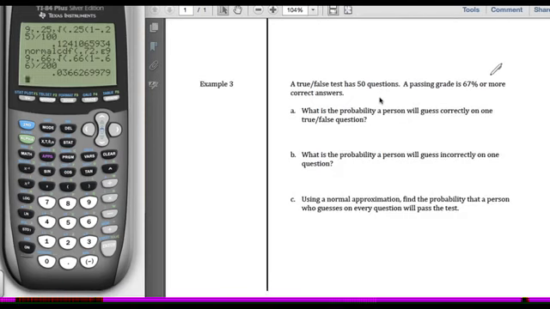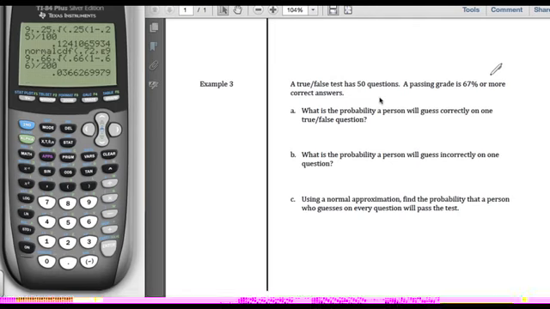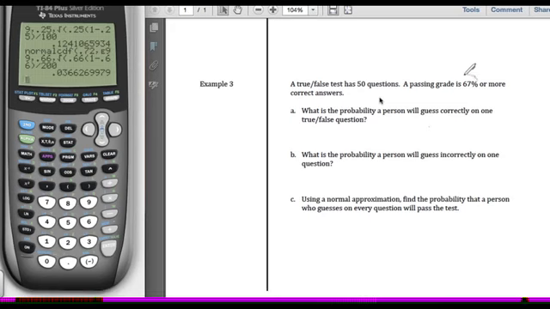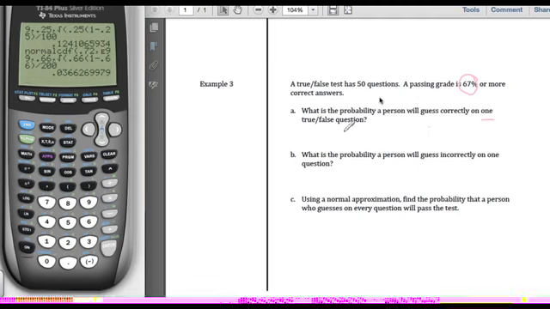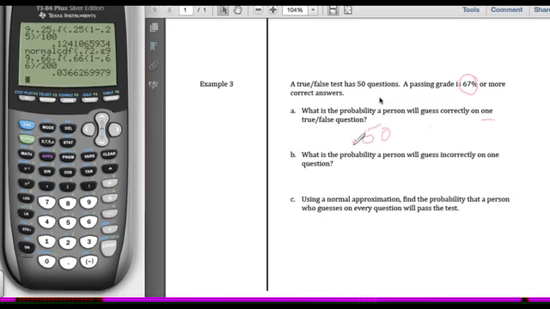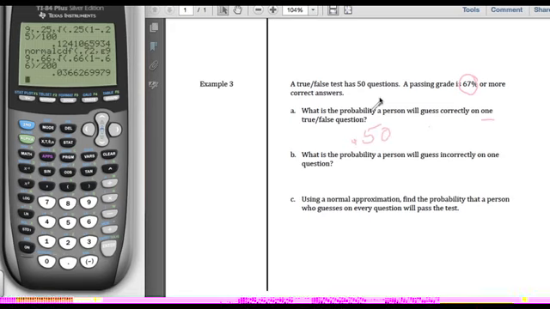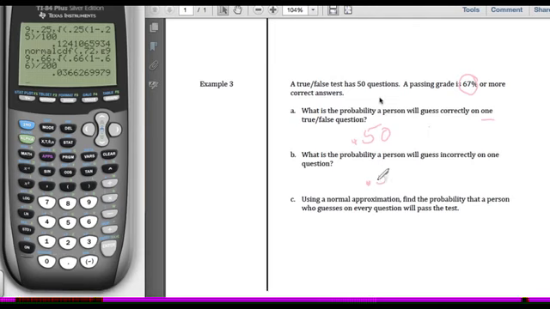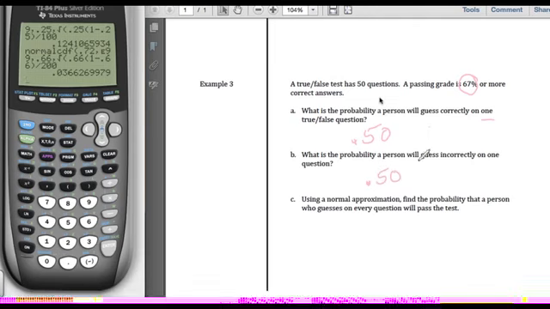Example 3 says we have a true-false test with 50 questions. On this particular test, you don't have to get a 70 or above to pass, but a passing grade is a 67. 67% or more correct will help you pass the test. So what is the probability that a person will guess correctly on just one true-false question? There's only one correct answer. It's either true or false. So you have a 50-50 shot. So it's a 50% chance that you can get the question correct by guessing. Which on part B means there is a 50% probability that the person will guess incorrectly on one question.